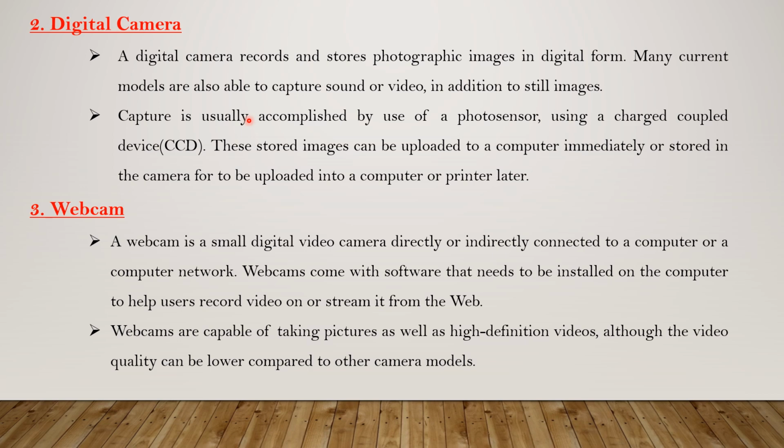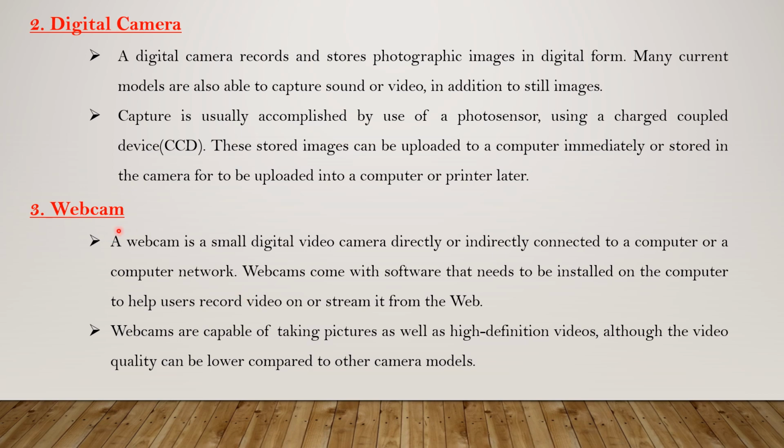Then capture is usually accomplished by use of a photo sensor using a charge coupled device, that is your CCD, charge coupled device, that is used to capture your photos very clearly. Then these stored images can be uploaded to a computer immediately or stored in the camera to be uploaded into a computer or printer later. So we can keep these photos in our digital camera or we can upload them onto Google Drive and all, in your computer also, in your phone also. So in various ways we can take copies of those photos.